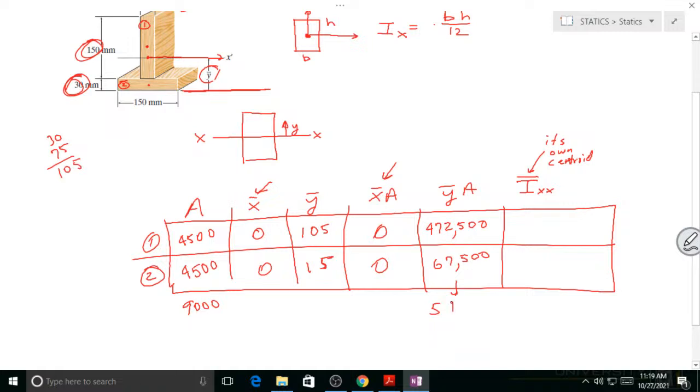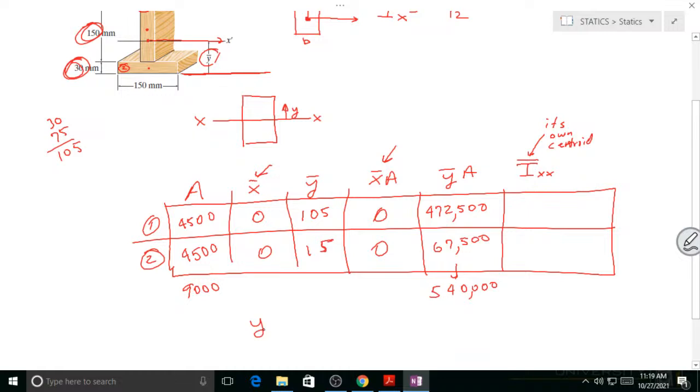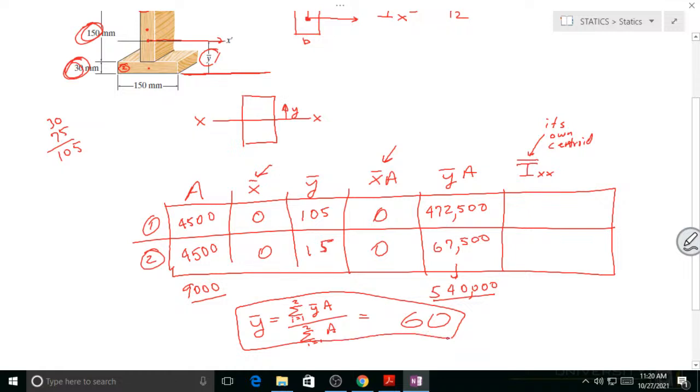I get 5,400, or 540,000. So if I want to know y bar, it's equal to the sum of the y bar areas of the little i's, which there's only 2 of them, i equal 1 to 2, divided by the sum i equal 1 to 2 of the areas. So that ends up being this number divided by that number. 9,000. Around 60. Actually, exactly 60. So we'll need that in a second.